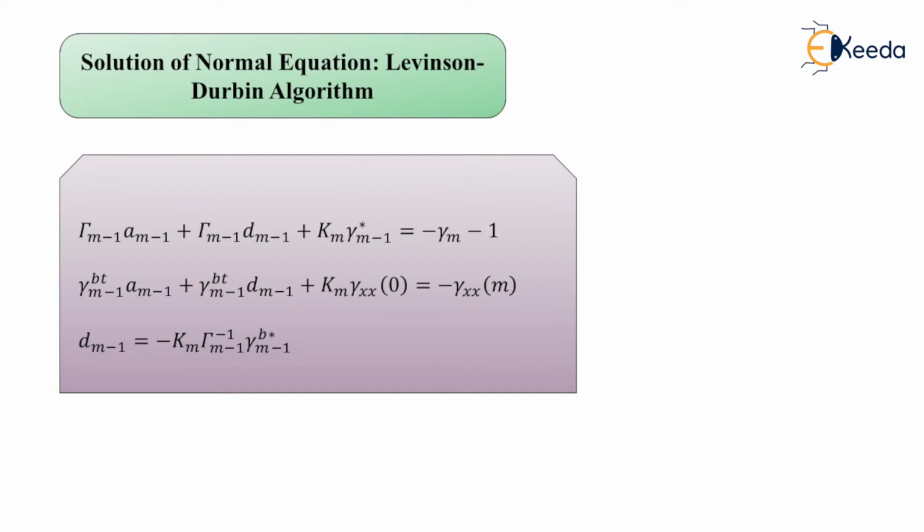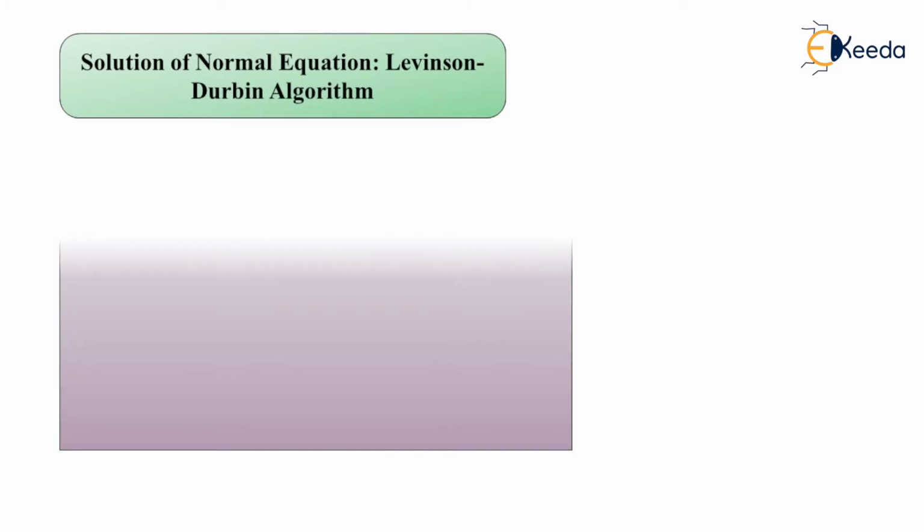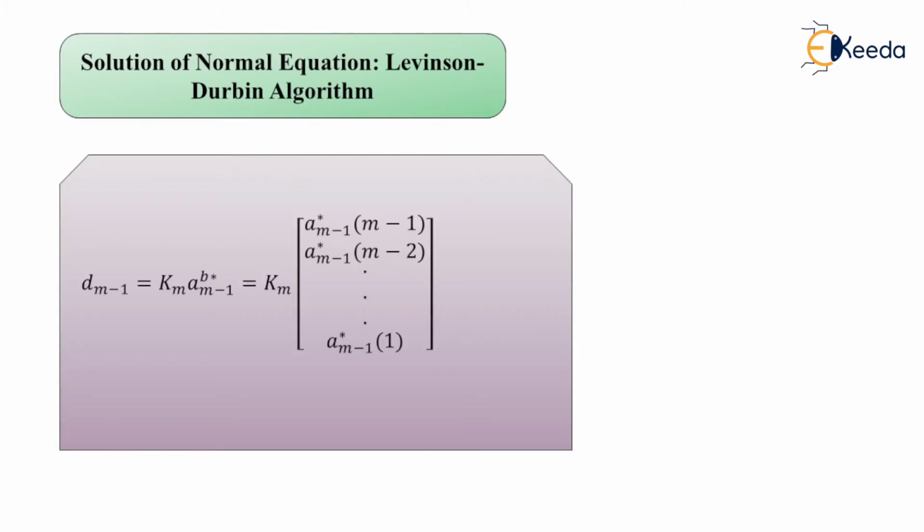Hence, the corresponding solution can be given in the form where we write small d_{m-1} equal to K_m multiplied by the parameter a_{m-1}^{b*}. This is equal to K_m as it is, further multiplied by the column matrix: conjugate a_{m-1}(m-1), conjugate a_{m-1}(m-2), and this way up to conjugate a_{m-1}(1) here.